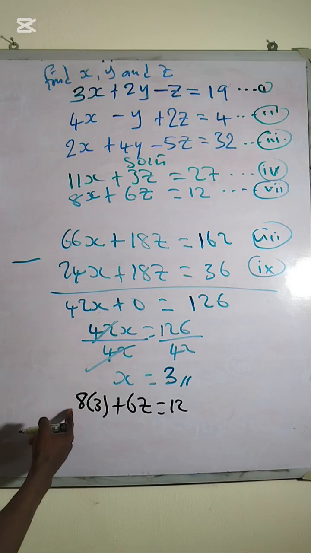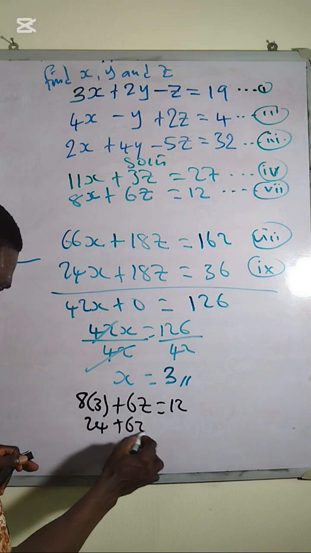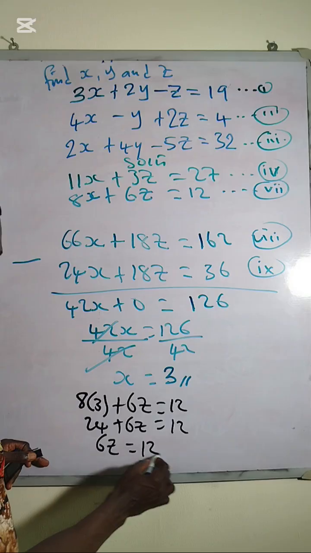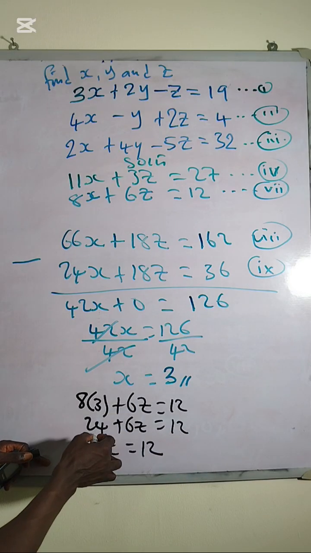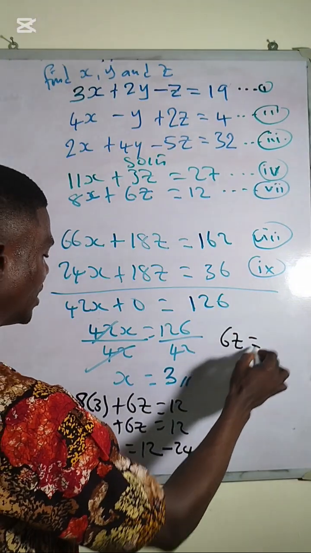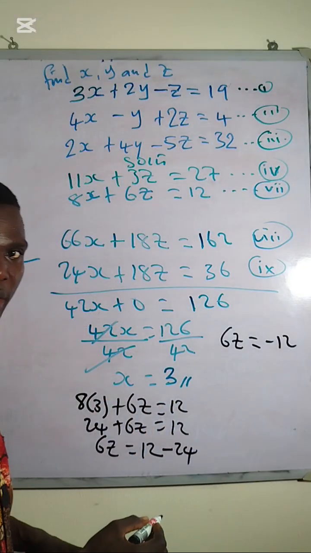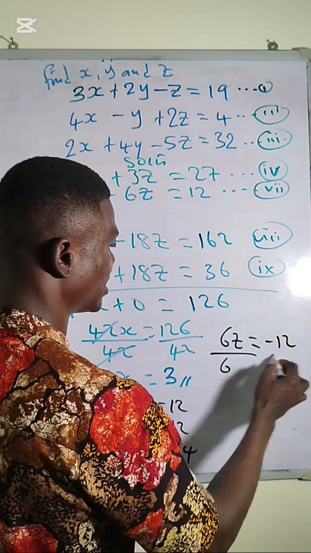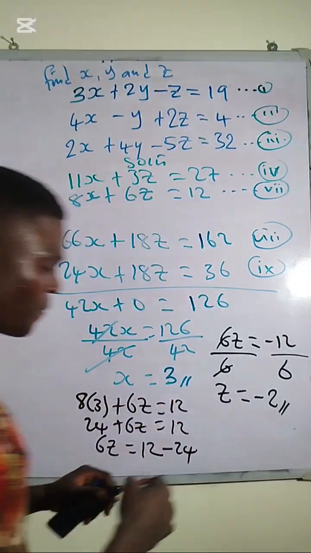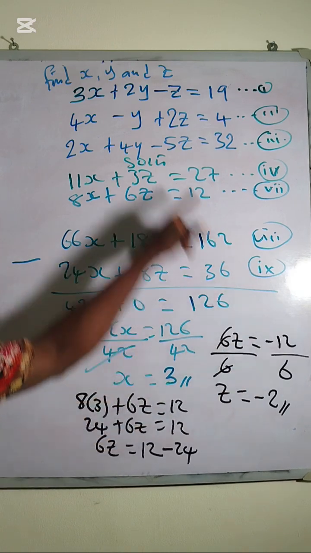I hope that is okay. So 8 multiplied by 3 is 24, right? Yes. Plus 6z is equals to 12. So that means 6z is equals to 12. This 24 will cross. It is plus here. When you cross it, it will become minus 24. So that means that 6z is equals to 12 minus 24 will give you minus 12. I hope I'm right. So divide here by 6, divide here by 6, 6 against 6, z is equals to minus 2. So you see, we now know what is x, we know what is z. The only thing that is left now is to find what is y.